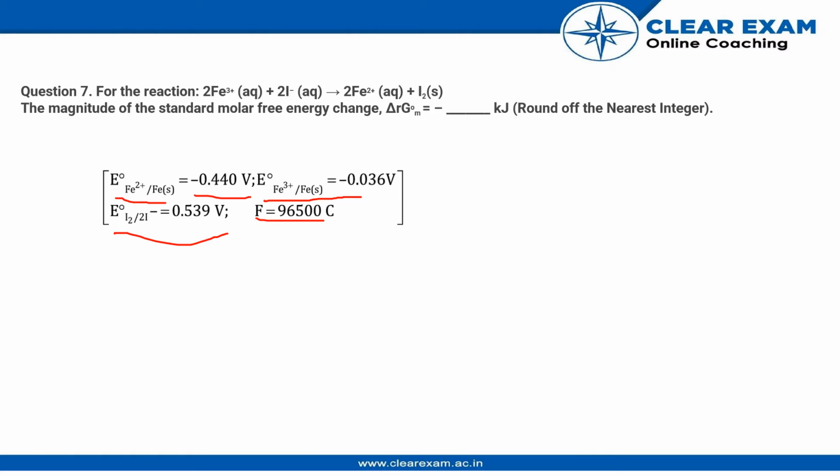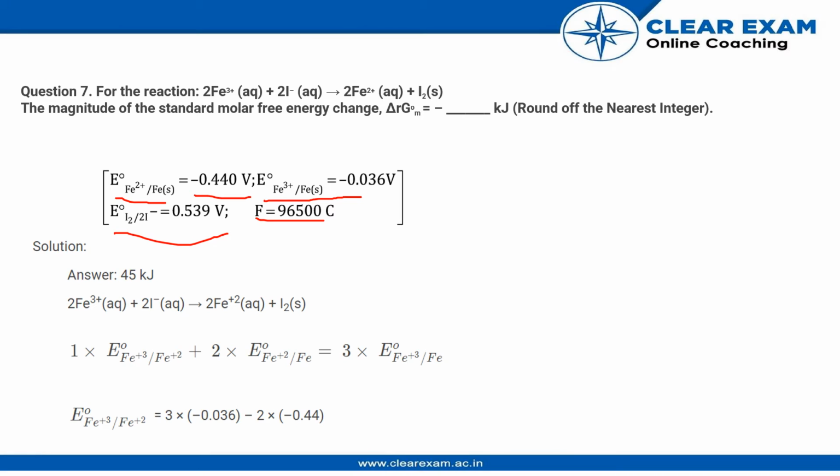So here we know that to move from Fe2+ to Fe, there is an exchange of two electrons, and to move from Fe3+ to Fe, there is an exchange of three electrons. So using the stoichiometry, we can say that to move from Fe3+ to Fe2+, we will have only one electron change. So we multiply one electron change by the E° value, which will give us the E° for the Fe3+ to Fe2+ transformation.